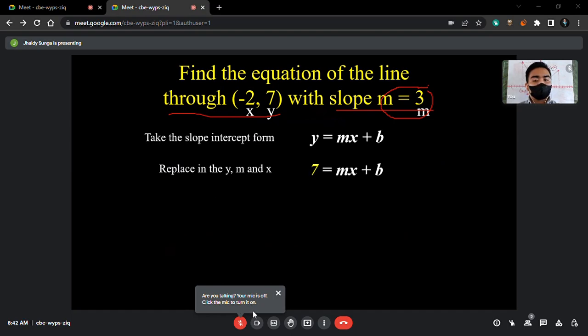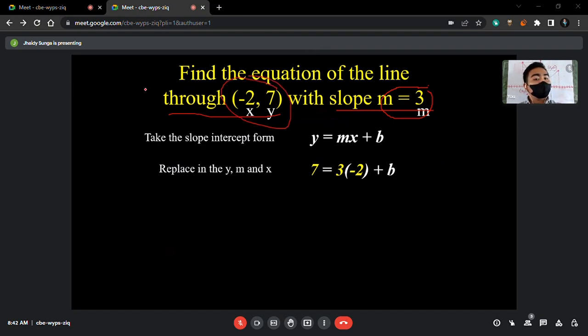After you substitute that one, that will be 7 is equal to 3x plus b. Now, we are going to replace as well this -2, because we have the point of -2 and 7. After that, we are going to find what is your b. To solve for b.